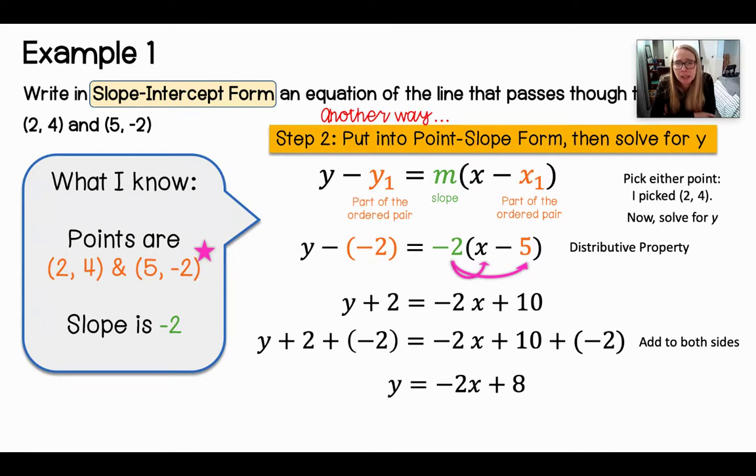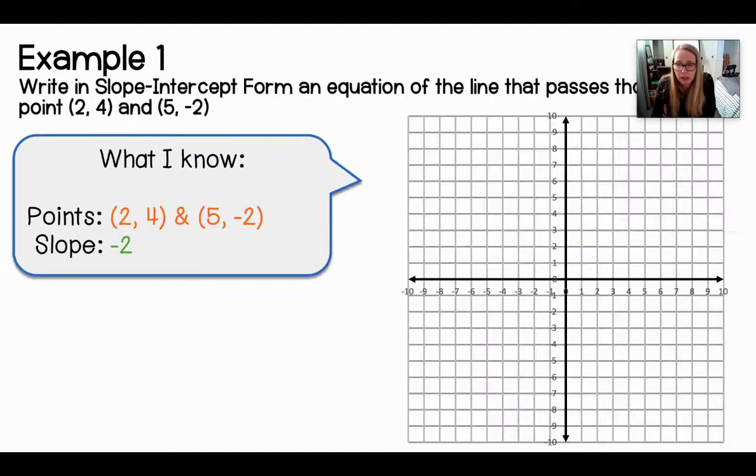Now, if you get stuck or if you want a way to check your work, you should always be able to go to a graph. Like, okay, I have no idea what to do, or let me just check, does this work? So we're going to go back to that original information, (2, 4) and (5, -2). And if you're pretty confident that you found the slope correctly, you could use that information too.